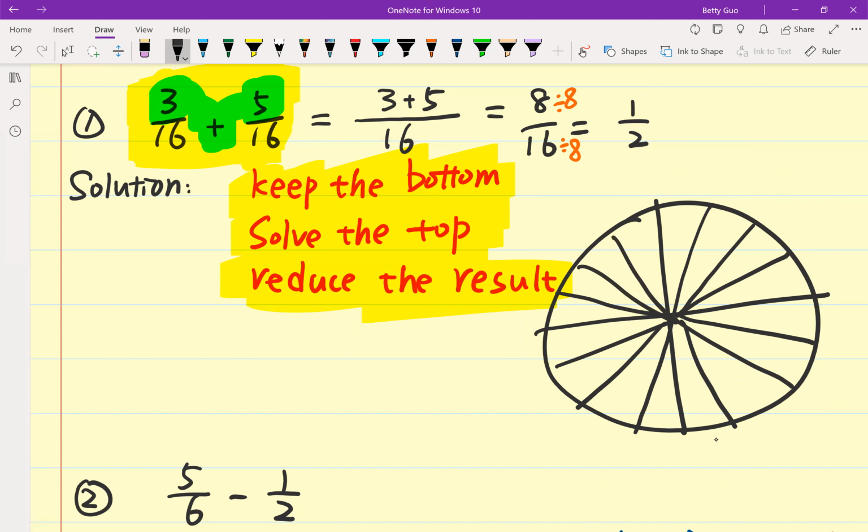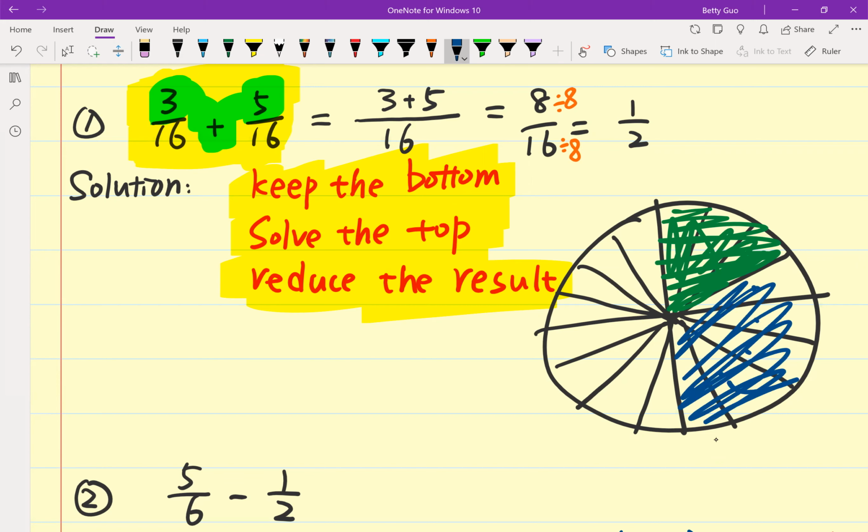Let's say you have a pizza. You cut the pizza into 16 equal slices. You're going to eat 3 pieces, and then let's say your sister wants to eat 5 pieces. 1, 2, 3, 4, 5.